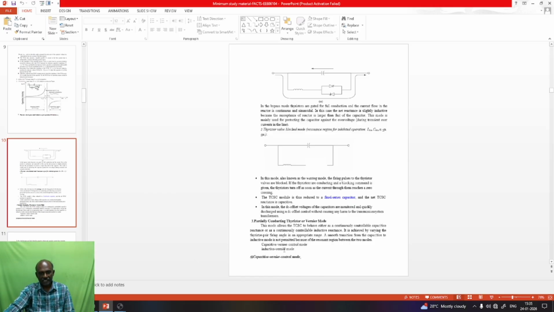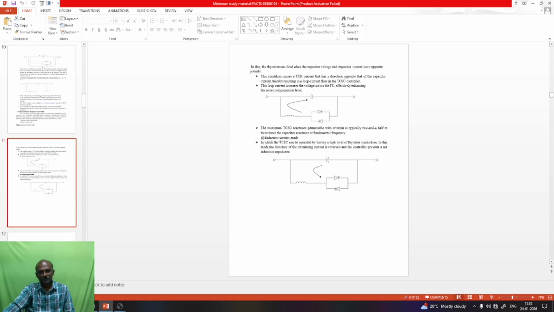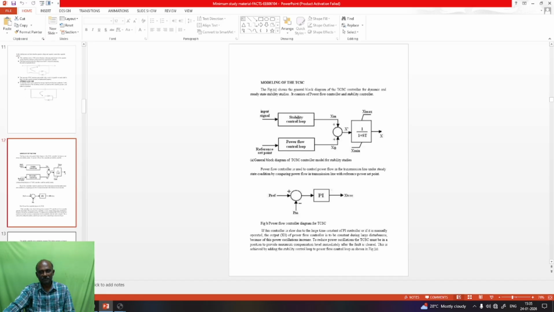So the two modes here are capacitive vernier control mode, for changing the capacitive reactance, and the next one is inductive vernier mode, for operating the system in inductive reactance mode. So we have to operate the system either in capacitive vernier control mode or in inductive vernier mode.